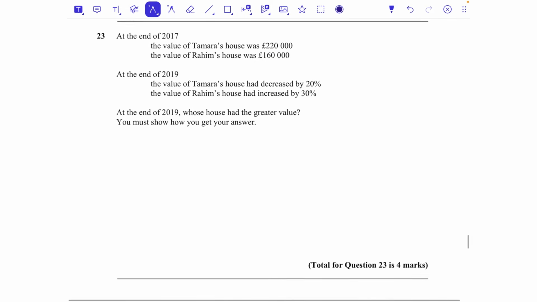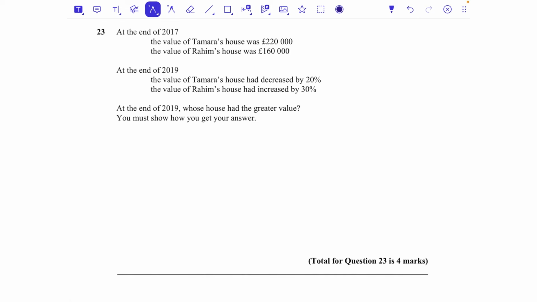Okay, question number 23. At the end of 2017, the value of Tamara's house was £220,000 and the value of Raheem's house was £160,000. At the end of 2019, the value of Tamara's house had decreased by 20% and the value of Raheem's house had increased by 30%. At the end of 2019, whose house had the greater value? You must show how you get your answer.